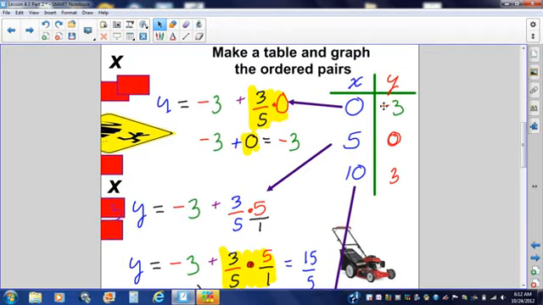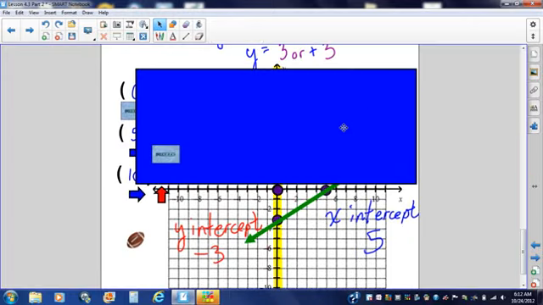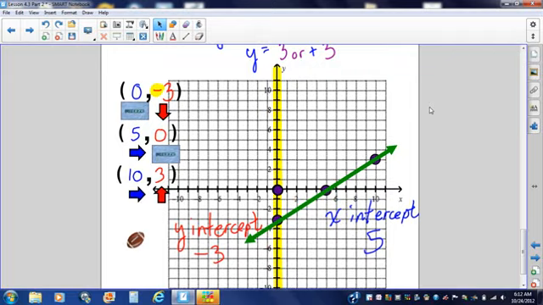Now, I'm going to take my ordered pairs and I'm going to graph them. So, start at the middle. 0, freeze, don't go anywhere. Negative 3, go down. Boom. 5, start back in the middle, go to the right. 1, 2, 3, 4, 5. See, all those times you watched Sesame Street paid off.